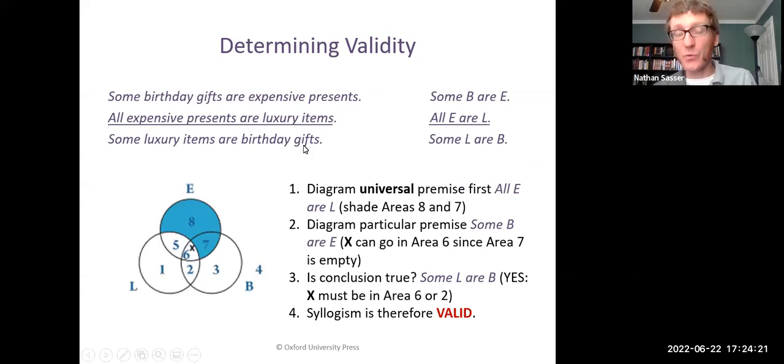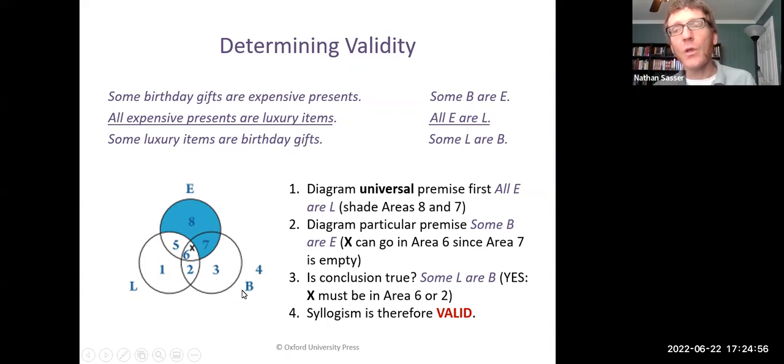And this time, we'll make things really special, because we're going to combine a universal premise and a particular premise. And that raises its own twist, which might make your head spin for a second. It's very doable. It's just when you first see it, it takes a little bit to get used to. Okay, so our major premise here is particular. Some birthday gifts are expensive presents. It's an I-type statement. So some B's are E's.